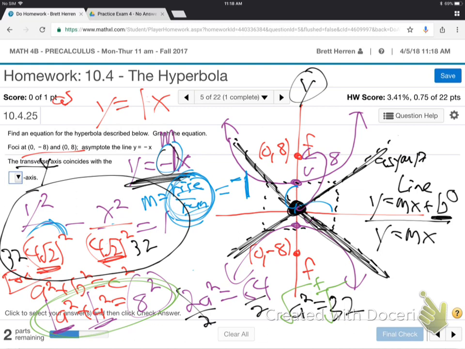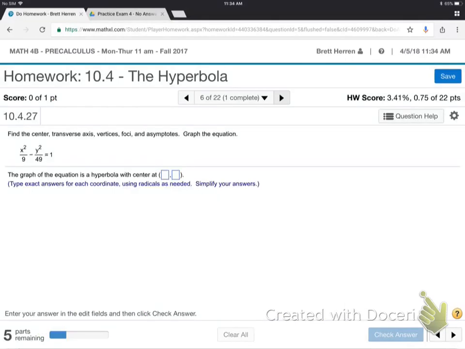Say that again about the transverse axis? The transverse axis is the axis it hits. See this branch? Which axis is it hitting? The y-axis. It's not touching the x, is it? So it's just the axis the branch hits. All right, try that one. There's a more normal one.